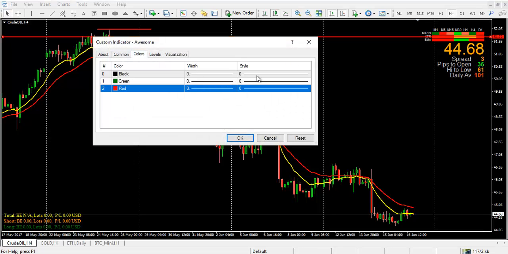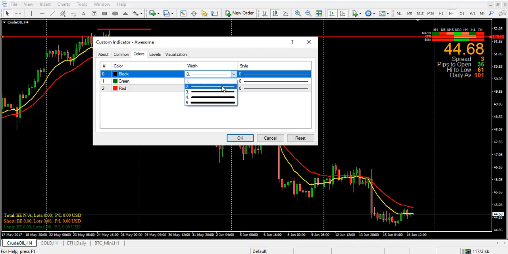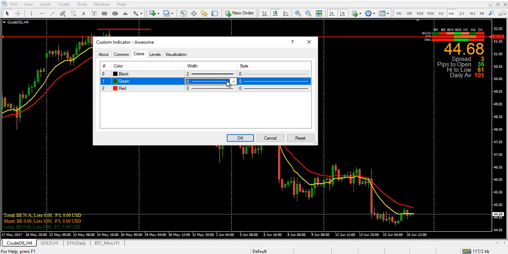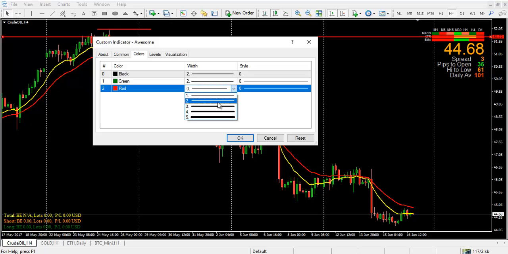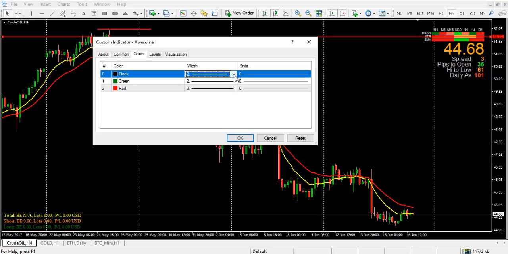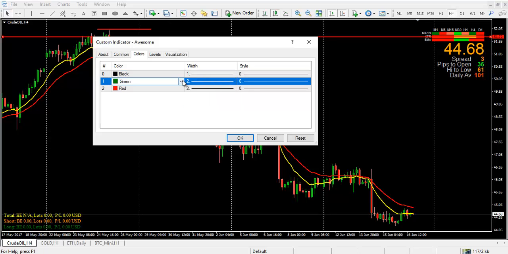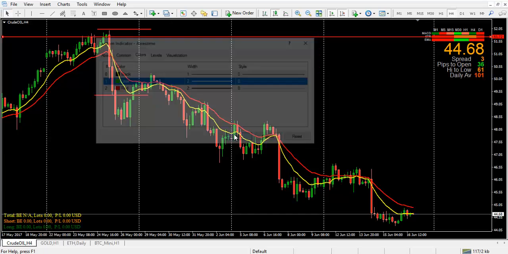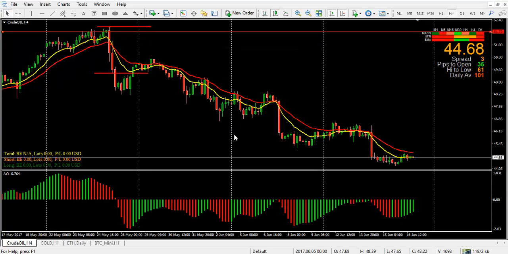Go to colors, increase the thickness, increase the width. Leave black how it is. Let's change this to line. Okay, click OK. You see that?